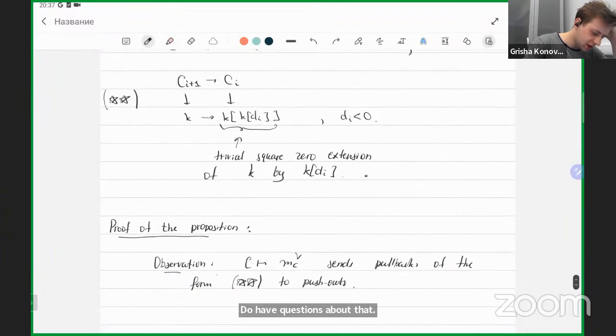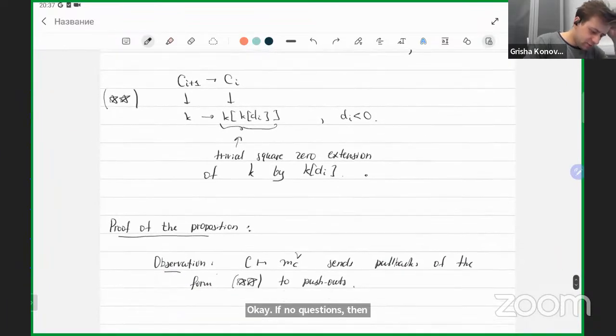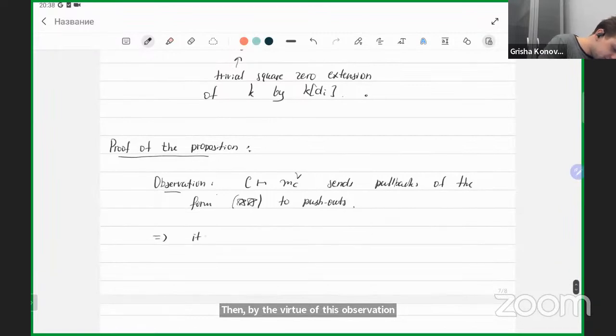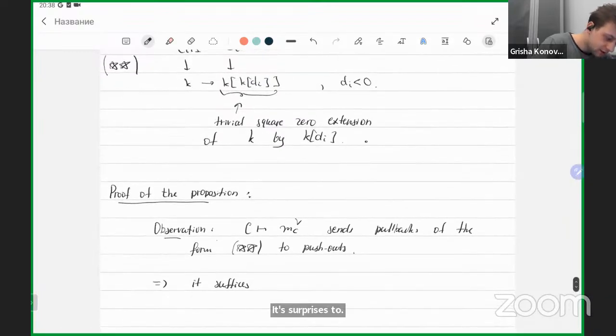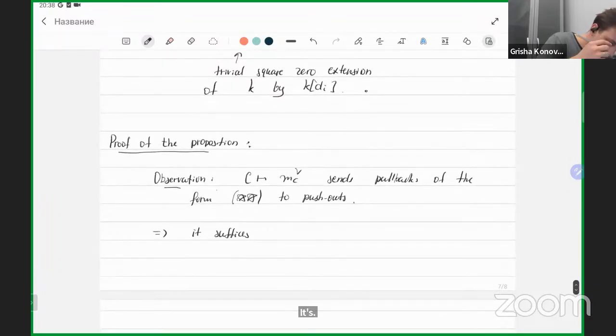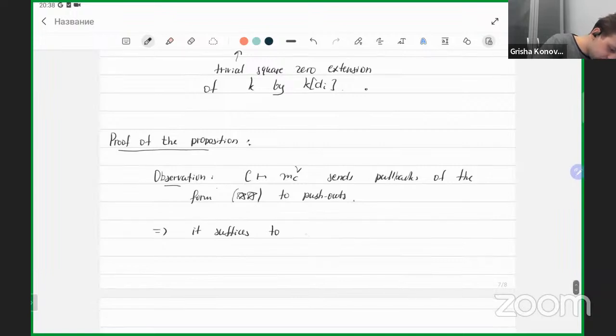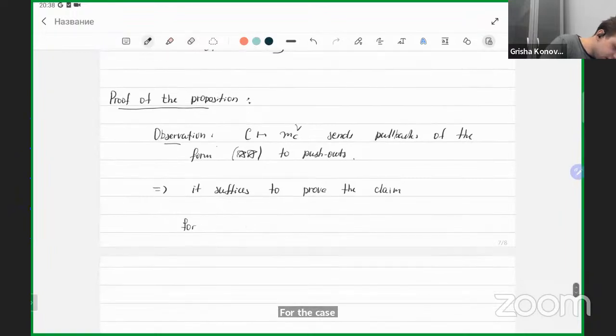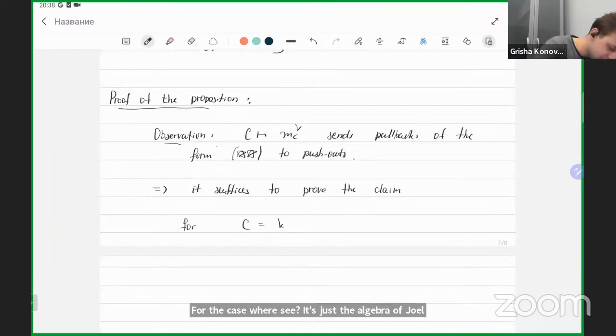Okay, if no questions, then by virtue of this observation, it suffices to prove the claim for the case where C is just the algebra of dual numbers with the generator having some certain degree.